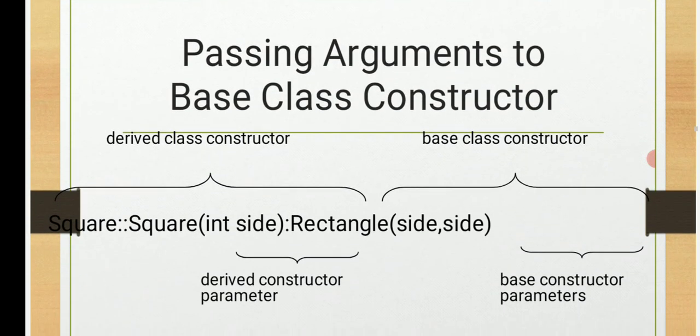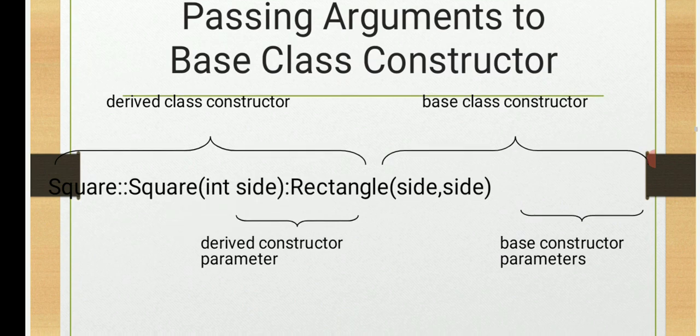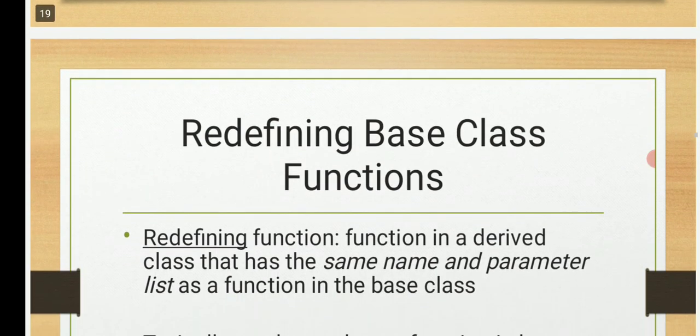Next one, passing arguments to base class constructor. Here is an example: Square::Square. Here we have one argument, side, and in Rectangle we have two arguments. So Square::Square is the derived class constructor, and next is the base class constructor. This is the passing arguments to base class constructor example.